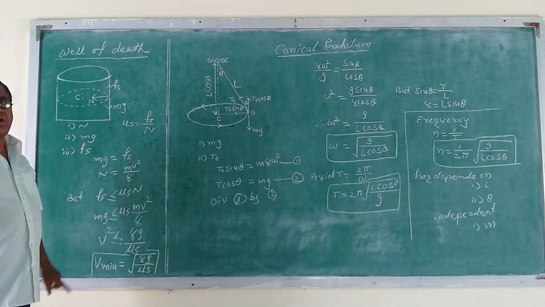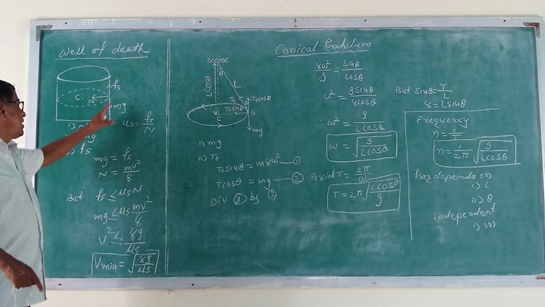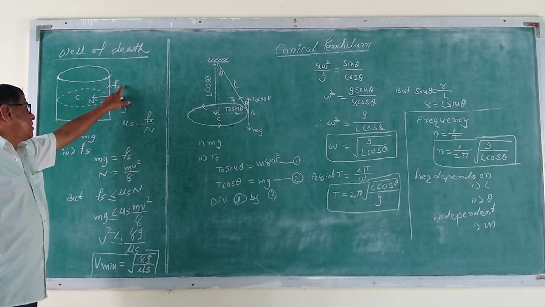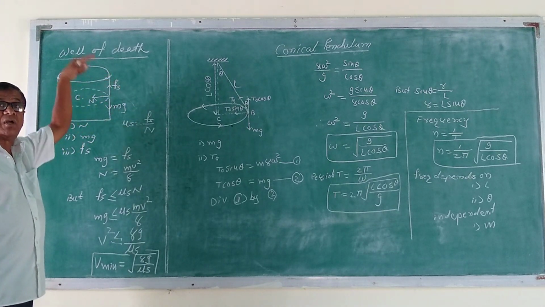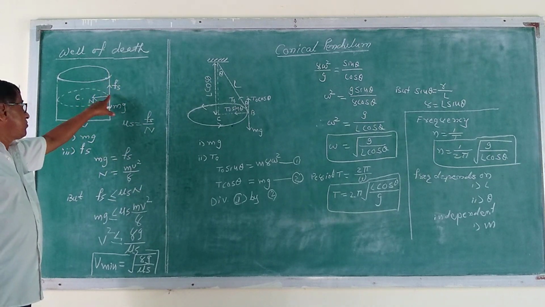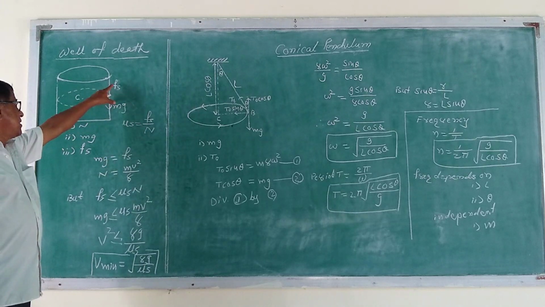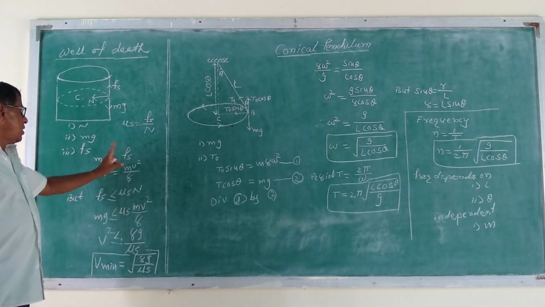Third, the force of friction between the rubber tires and the surface, which is in the upward direction. This friction balances the weight mg, otherwise the vehicle will drop down. This friction balances the vehicle at this position. Therefore the weight gets balanced by the force of friction: mg is equal to fs.